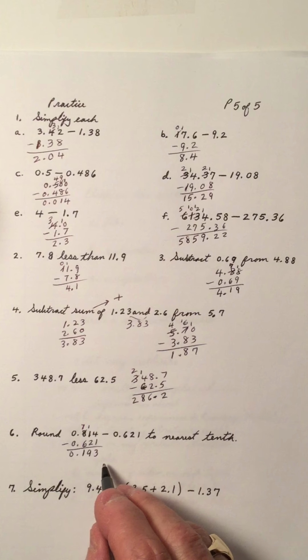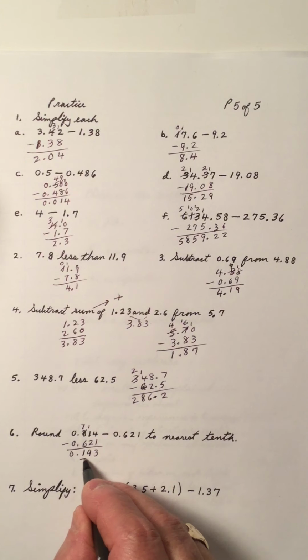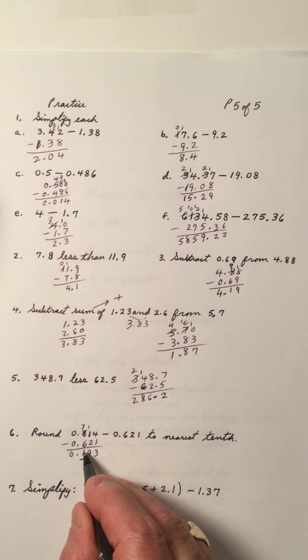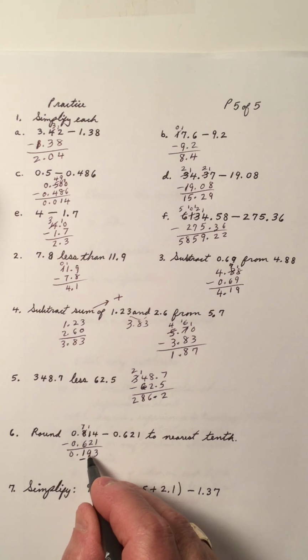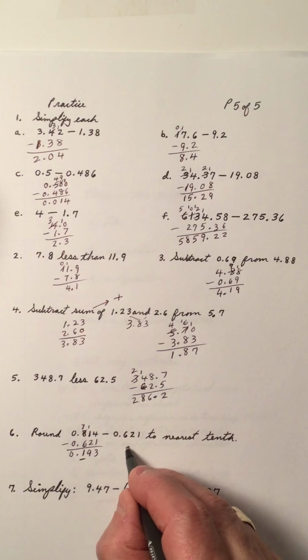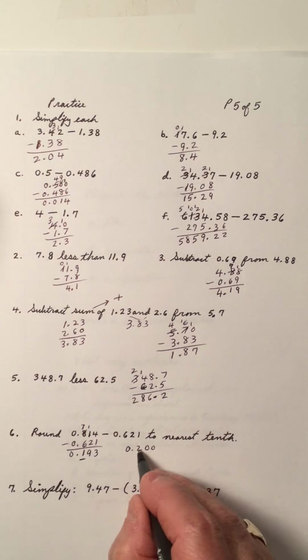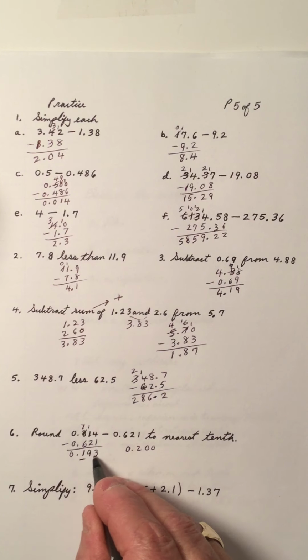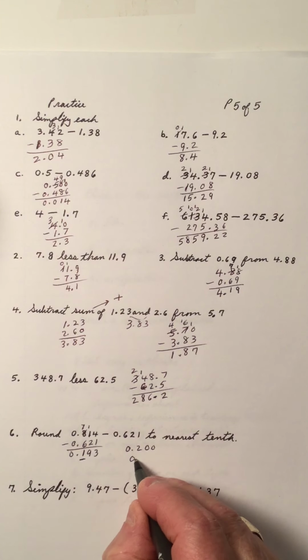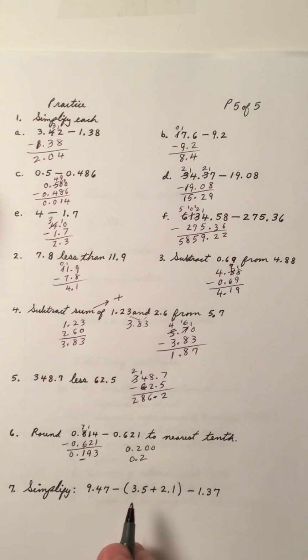Now we have to round this to the nearest tenth. So the tenth is the first place after the decimal to the right. If the digit to the right is 5 or more, we add 1 on. So 1 plus 1 is 2. So 0.2. And all the other digits to the right become 0. And that's the same as decimal 0.2.